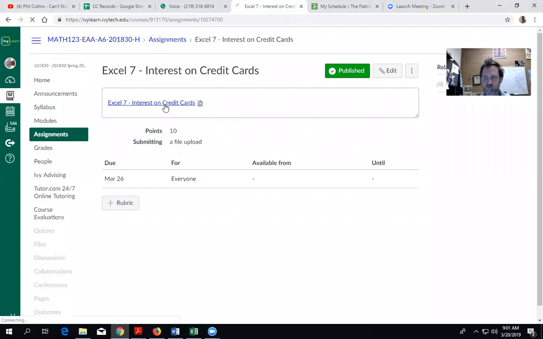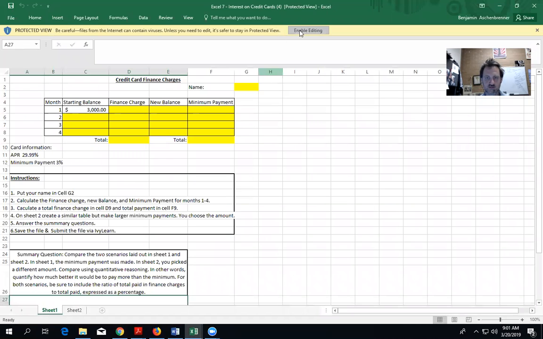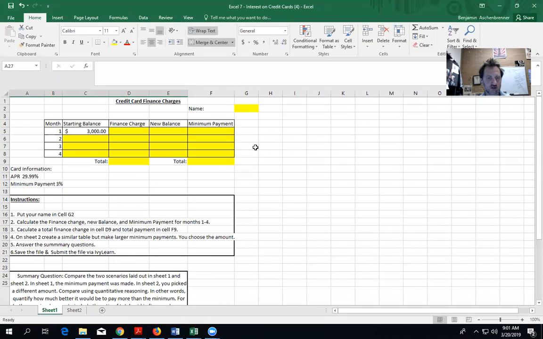Okay, sorry about that. So let's take a look at what we got here. This table should look familiar. We've worked on this in class. You're doing the starting balance of 3,000. Looks like you have an APR of 29.99% and a minimum payment of 3%. So you're going to work through the table. At the end, you're going to add up all of the finance charges and all the minimum payments.